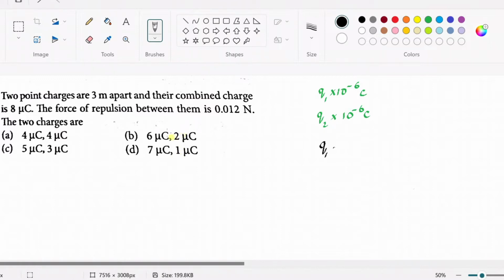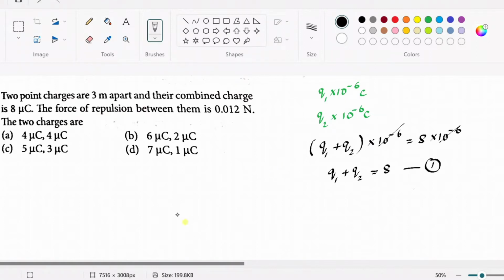Okay, now their combined charge, which means Q1 plus Q2, and whole multiplied with 10 to the power minus 6, that will be equal to 8 microcoulombs, which is 10 to the power minus 6 here. Now this cancels with this here and we got our first equation, Q1 plus Q2 is equal to 8. That's your equation number 1.